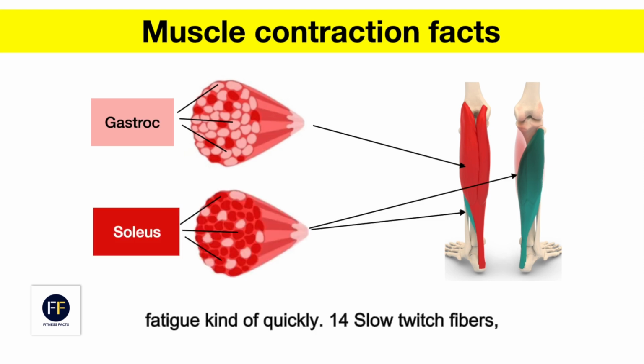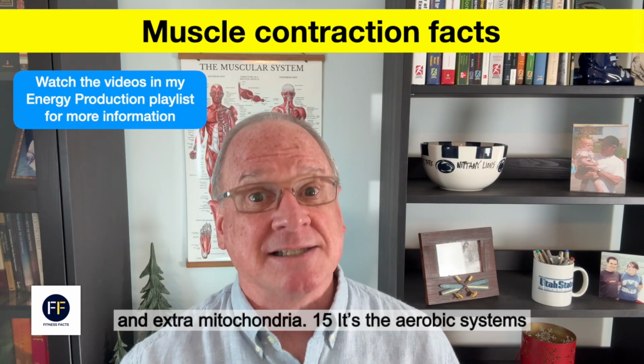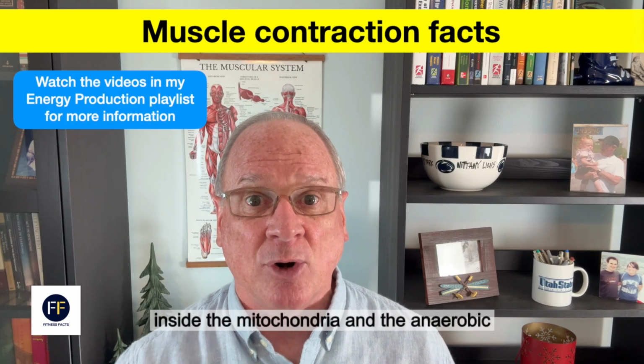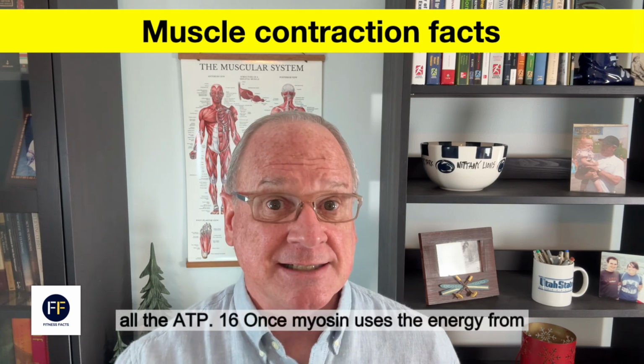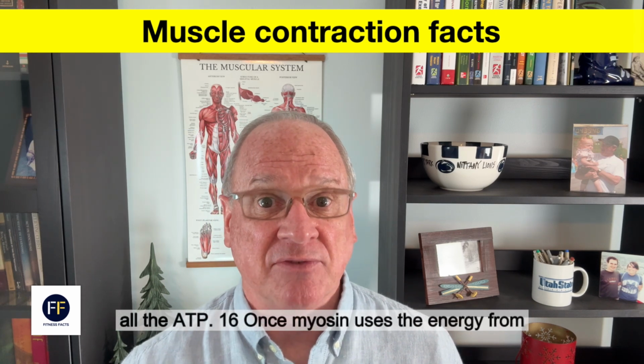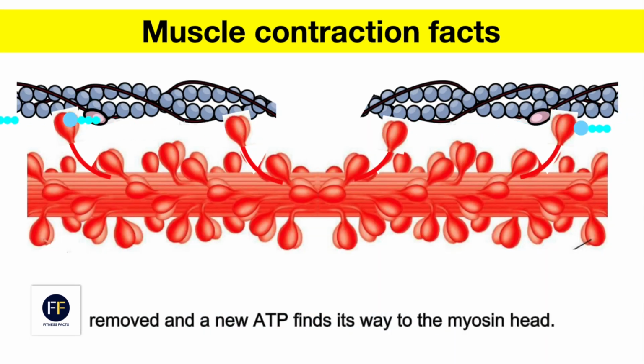14. Slow twitch fibers like those in the other calf muscle, the soleus, are less powerful, but they have great endurance and extra mitochondria. 15. It's the aerobic systems inside the mitochondria and the anaerobic systems outside the mitochondria that supply all the ATP. 16. Once myosin uses the energy from the ATP, the remaining ADP and phosphate are removed, and a new ATP finds its way to the myosin head.